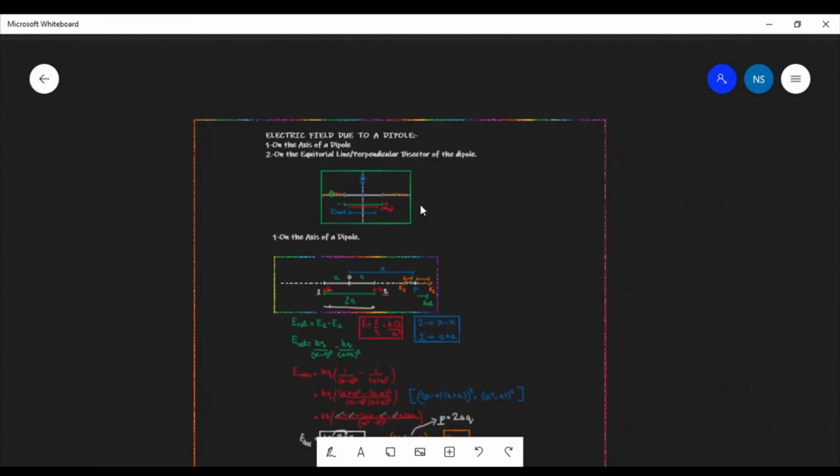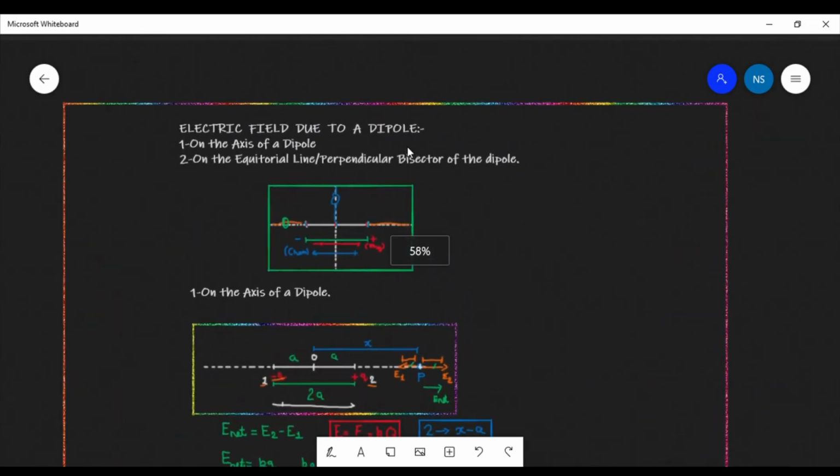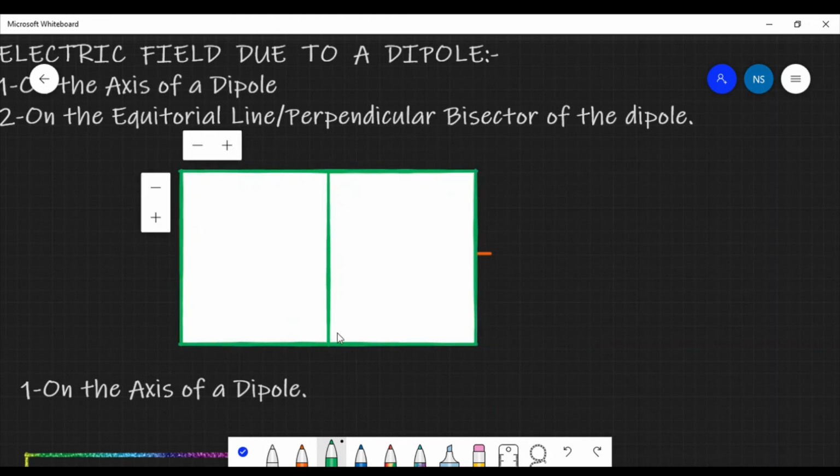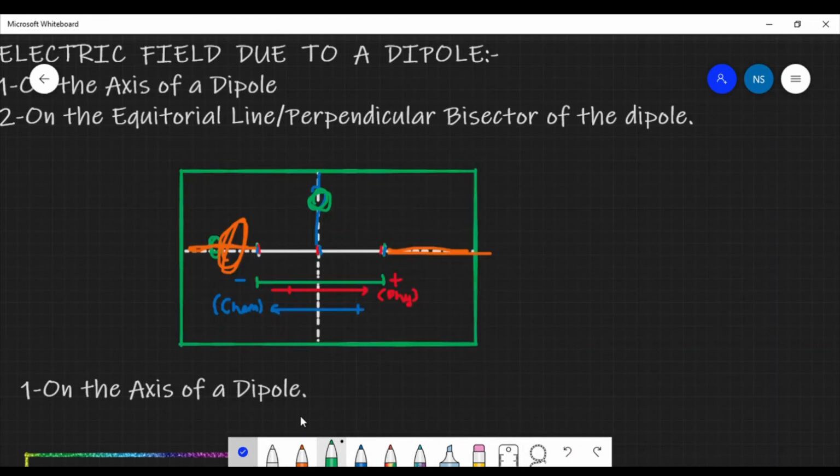So now let us revise what we have learned. We have learned the electric field due to a dipole. We have seen that there can be two cases in this: when a point is on the axial line of the dipole, that is on this side, and when the point is on the perpendicular bisector or equatorial line of that dipole.